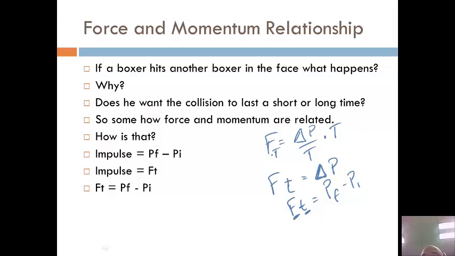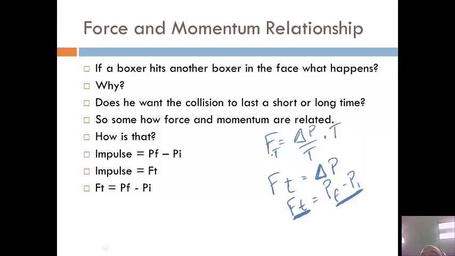If we apply a force to an object, it's going to cause that object to accelerate, which means it will gain speed or slow down. If it slows down or speeds up, its final momentum is going to be different than its initial momentum because its velocity should be different. So that leads us to this equation that force times time is going to cause a change in momentum. And that can be found by simply taking the final momentum and subtracting from it the initial momentum.